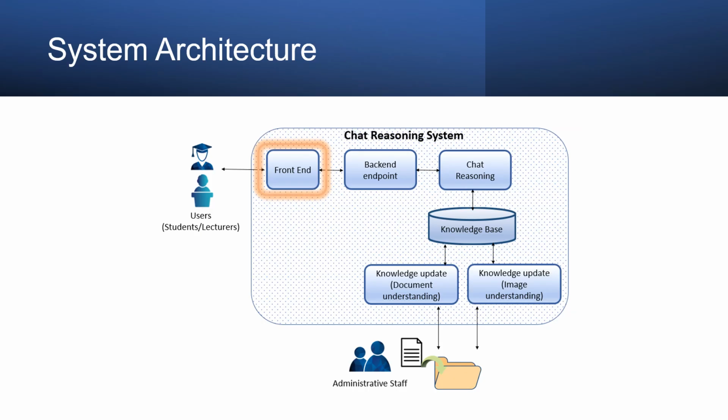Here, based on the system architecture, the system can be broken down into 6 main components. The first component is the front end, which represents the human-machine interface used by potential users of the systems, such as students or lecturers. Next, the backend endpoint represents the endpoint technology to receive and respond to queries from the front end. After that, the chat reasoning and knowledge base represents the core reasoning system for our chatbot system.